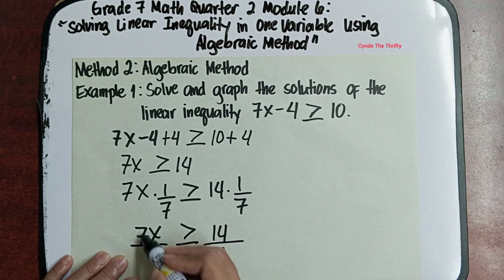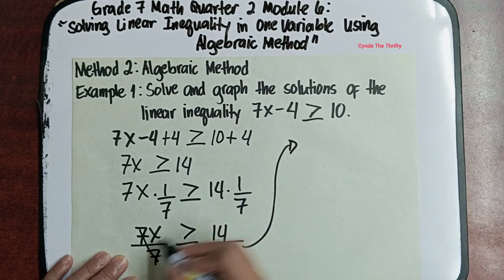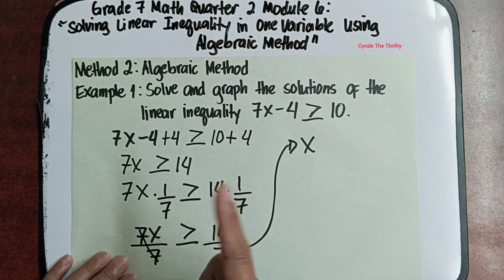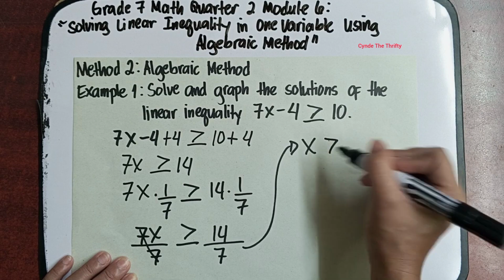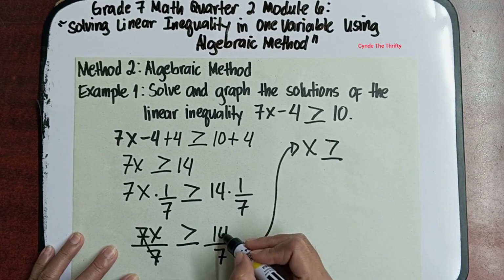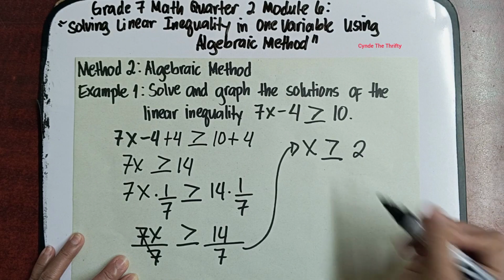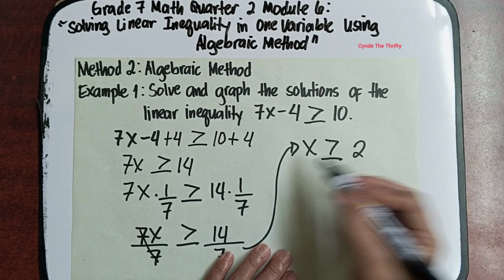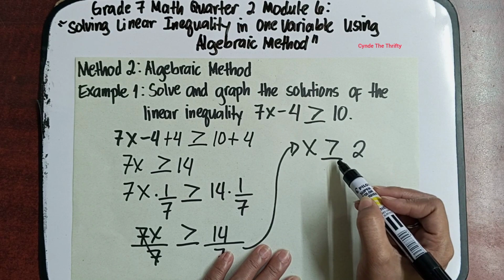Okay, so 7 divided by 7 is equal to 1. So, continue tayo dito. So, si x na lang yung naiwan. Si x, automatic meron siyang numerical coefficient na 1. So, x na lang ang isulat natin. x is greater than or equal to 14 divided by 7 is equal to 2. Okay, so ibig sabihin, ang ating sagot sa value ng ating x is greater than or equal to 2.